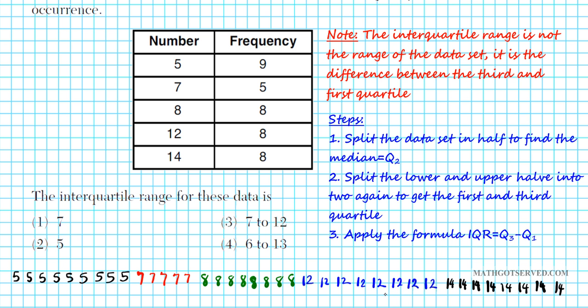So how many numbers do we have here? We can count all of this, but to be quick about the whole process, we can simply add these numbers here. 9 plus 5 is 14.